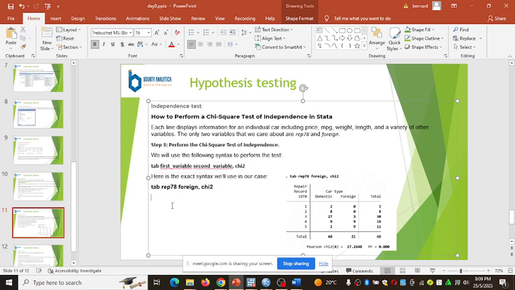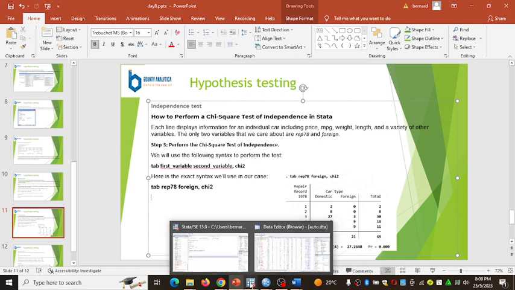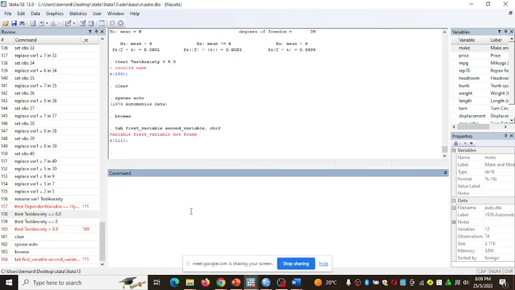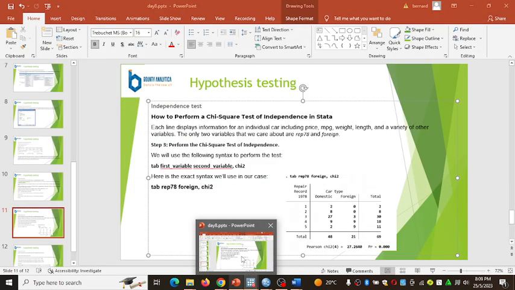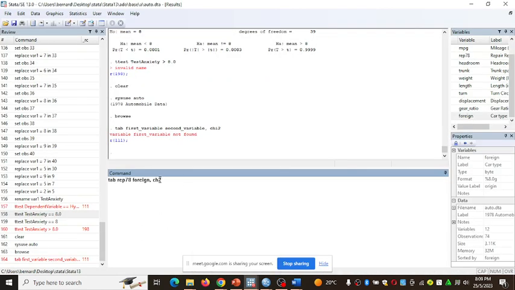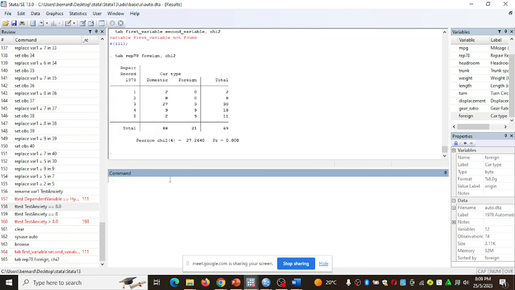So just type tab rep78, then foreign, comma, then chi2, chi-square. So just click enter.